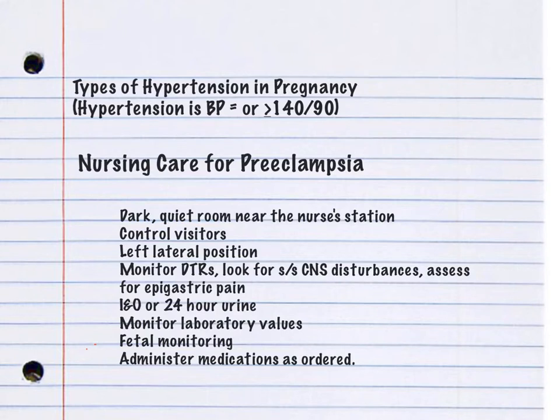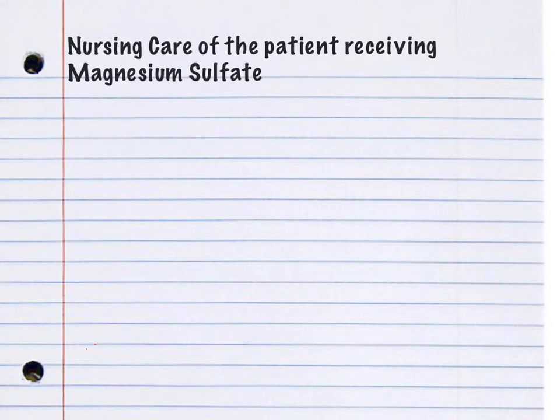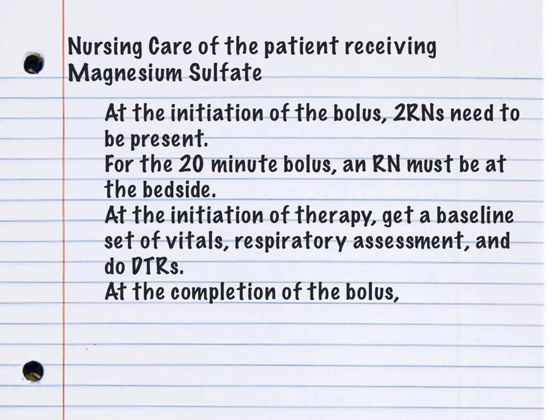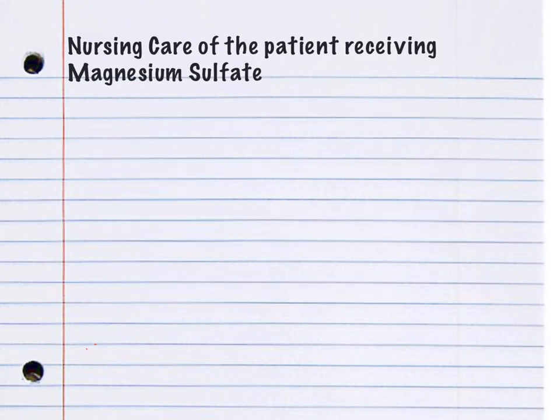We're also going to educate the patient and the family to report any unusual signs or symptoms, the ones we've already noticed. And we're just going to take a little detour and talk a little bit more about magnesium sulfate. There are a few things that nurses need to know about it. Magnesium sulfate is a high-risk medication, especially as it's administered in OB.